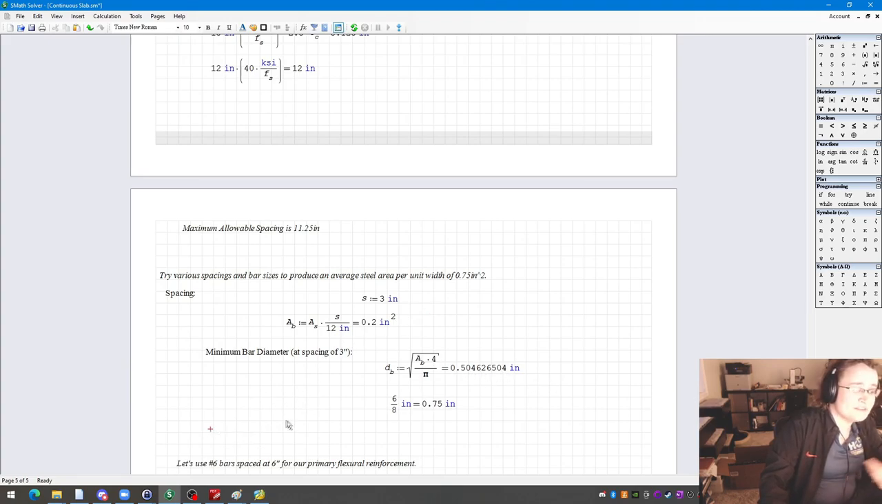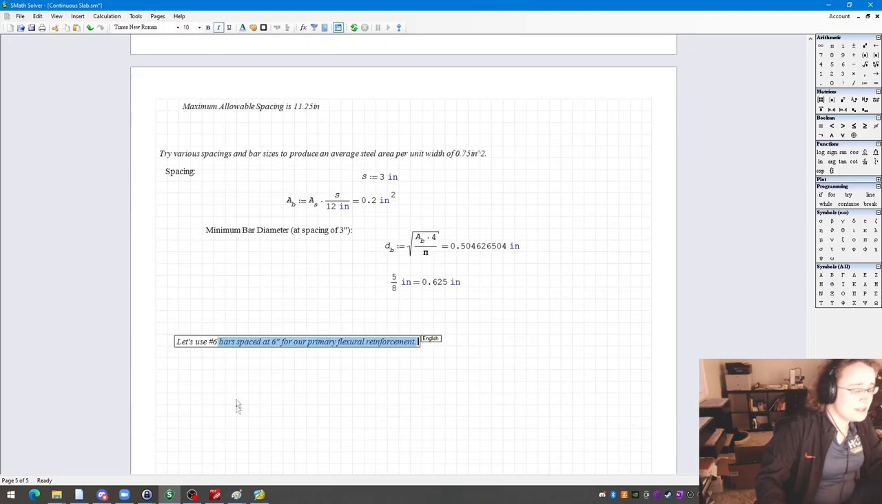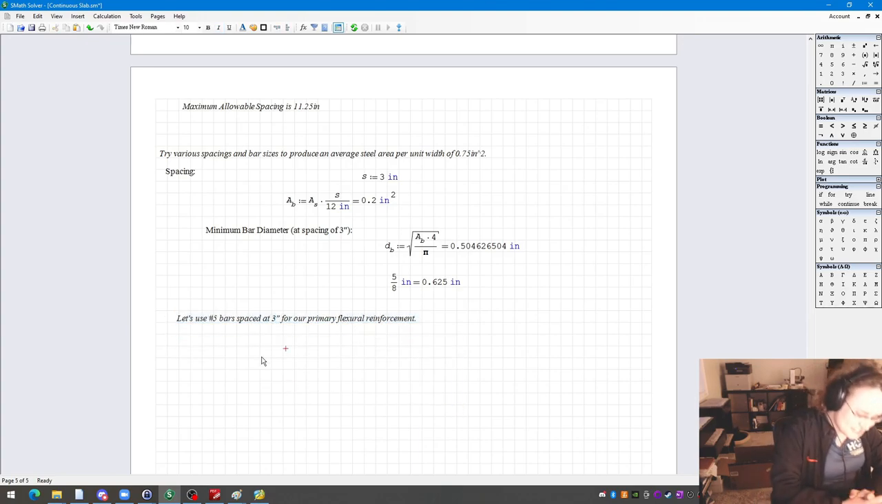So instead we're going to have to use a slightly larger bar, which will be a bar size of maybe 5/8 of an inch. So maybe a number 5 bar. We unfortunately won't be able to use number 4 bar, that's just not quite going to do it. So let's use maybe number 5 bars spaced at 3 inches for our primary flexural reinforcement. And again, I know this is rather inefficient to have this large bar positioned this close together, but that is the downside of positioning all the steel right at the center of our slab.